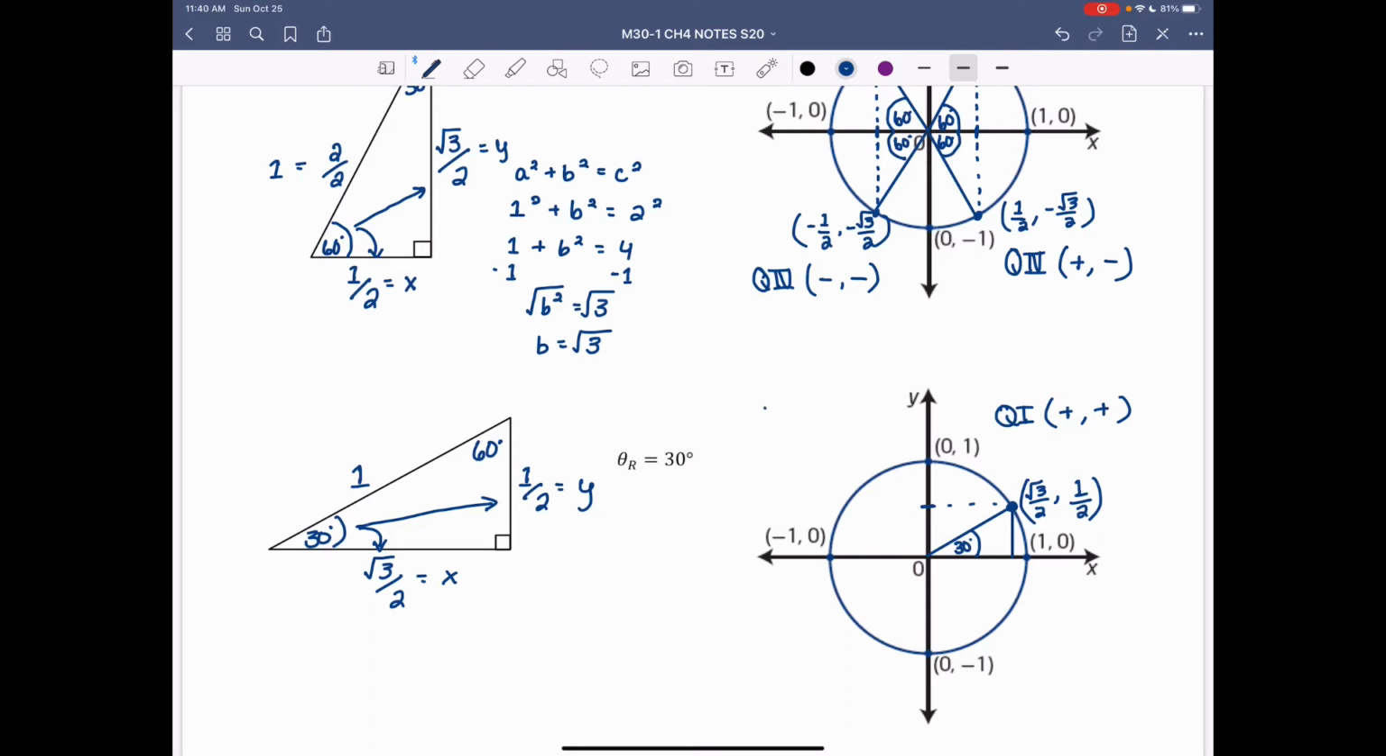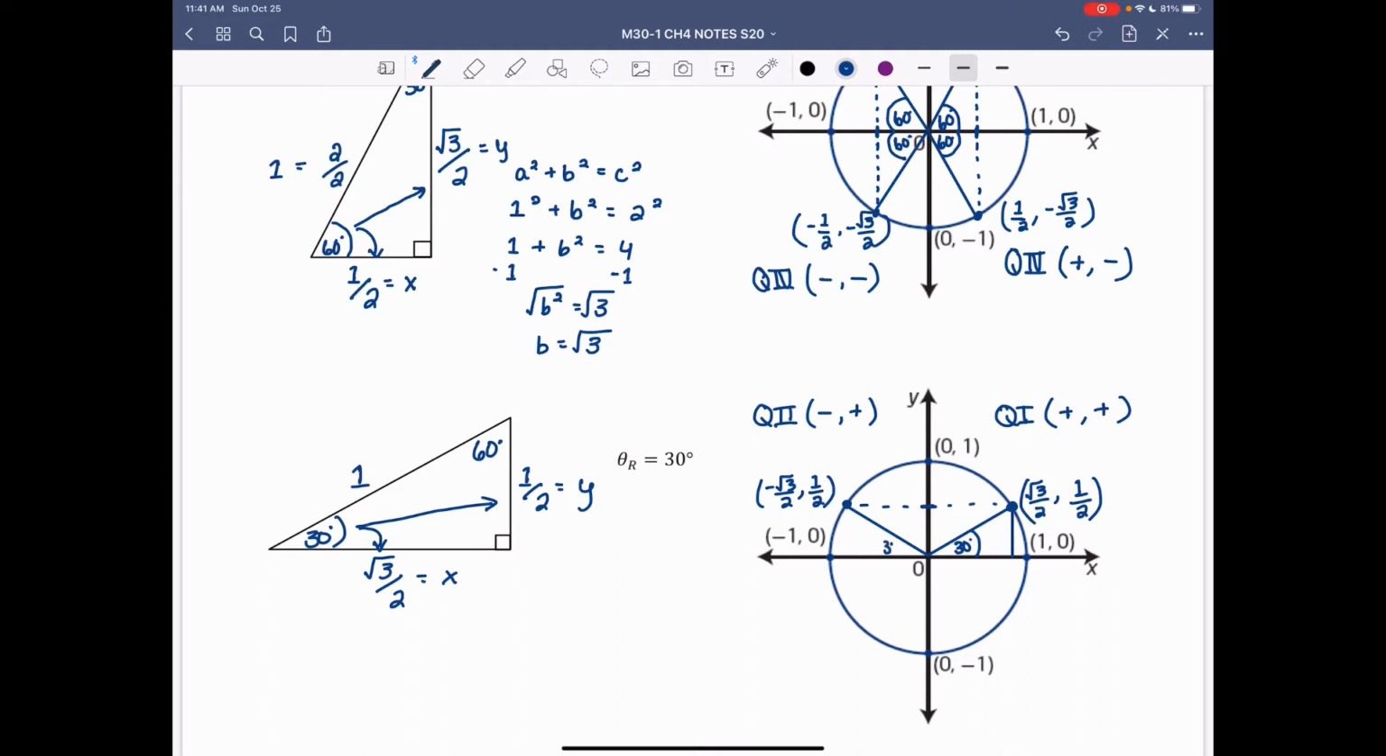Do the same in quadrant 2. In quadrant 2, the x value is negative and the y value is positive. Going straight across from y equals 1/2 until we meet with the unit circle, x is negative root 3 over 2 here, and y is positive 1/2. Draw our terminal arm to the origin.